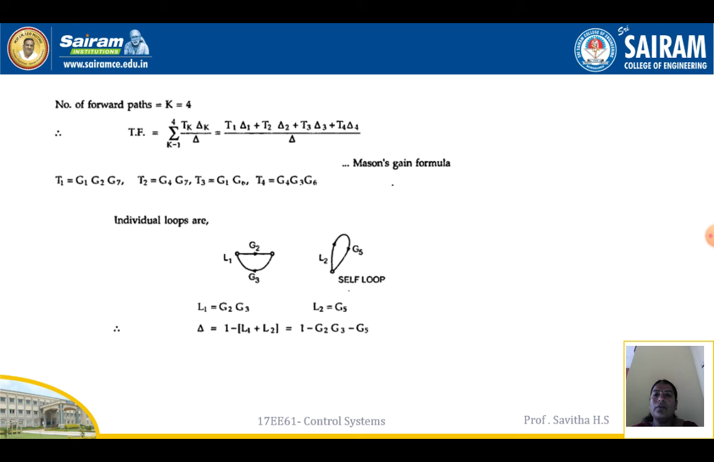In this, the number of forward paths is 4. So T1 is G1 G2 G7, T2 is G4 G7, T3 is G1 G6, and T4 is G4 G3 G6. Individual loops are L1 is G2 G3, and L2 is the self loop equal to G5. So delta is equal to 1 minus individual loops L1 plus L2.